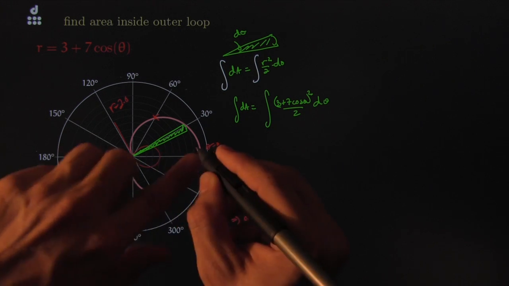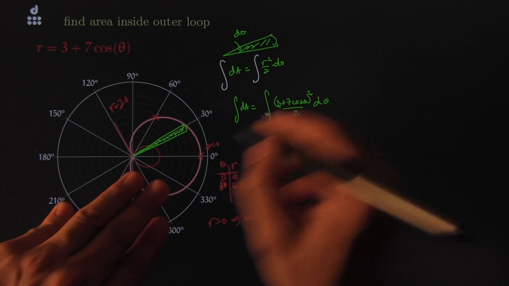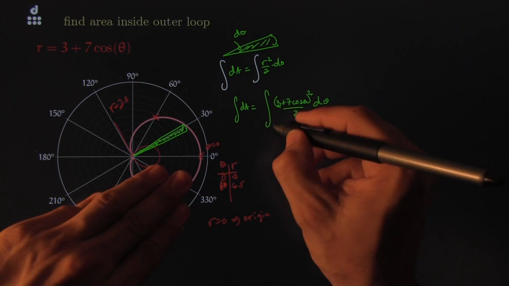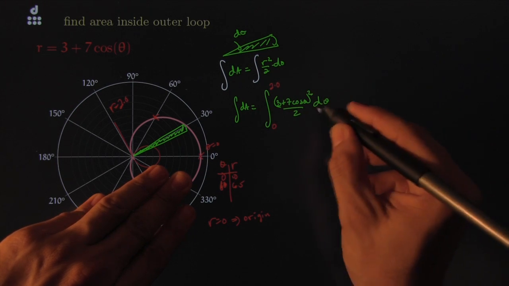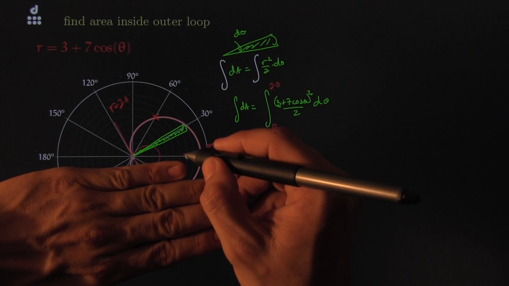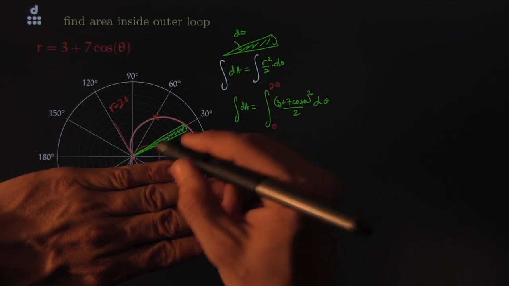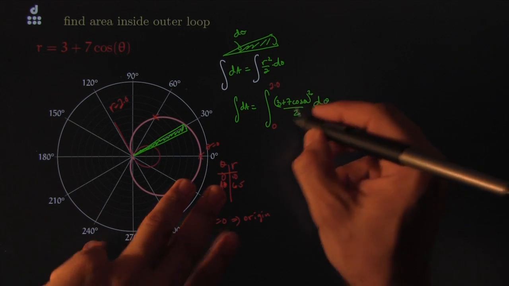We just wanted to trace the outer loop, so I'll just go with half of it and then I'll multiply by 2. So forget about the bottom for now. We'll just go from 0 to 2.0, and this will give us the area of the top part of the outer loop.